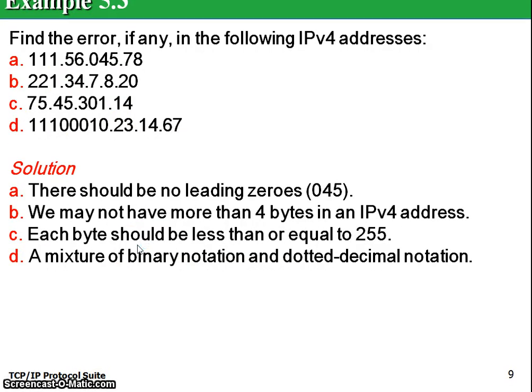Here the third exercise is given to correct the errors. Let's take an example. The first example shows the IP address as 111.56.045.78. As you can see here, in the third block, the number 045 is led by 0. So the error lies in the third block.